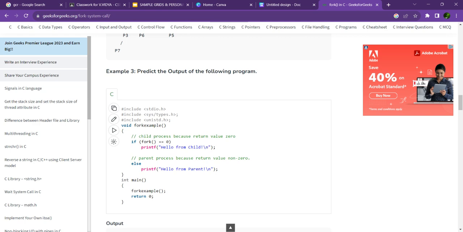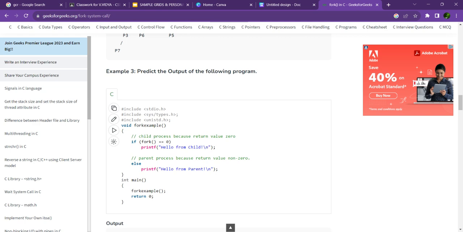In my fifth line I have the fork statement: fork, open bracket, close parenthesis, semicolon. The compiler will come to the fifth line and execute the fork system call. As we have studied earlier, for one execution of the fork statement there will be 2 to the power n processes created. Yes or no? According to the formula 2 to the power n, two processes will be created, which means one is the parent process and one is the child process.